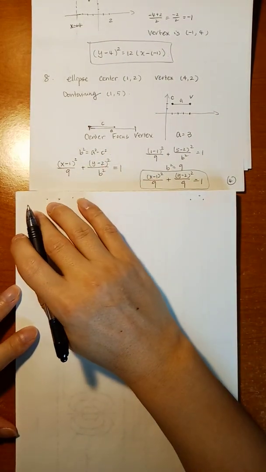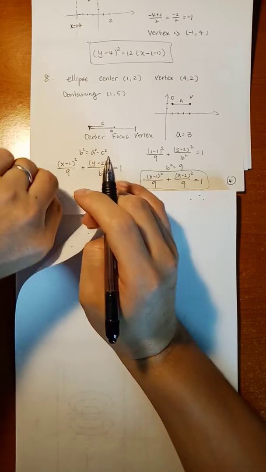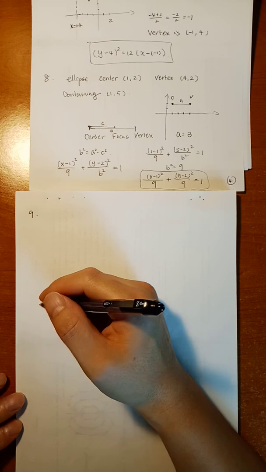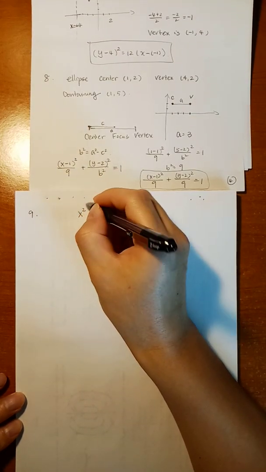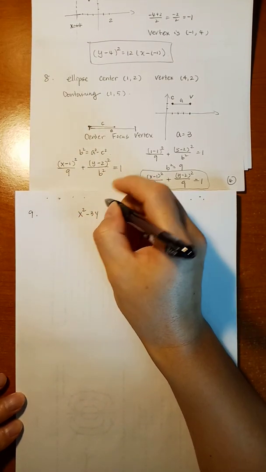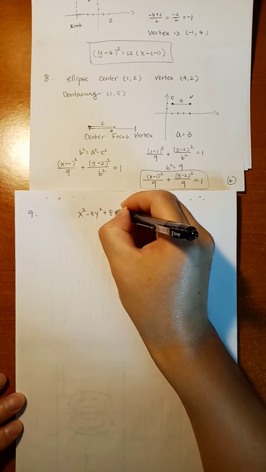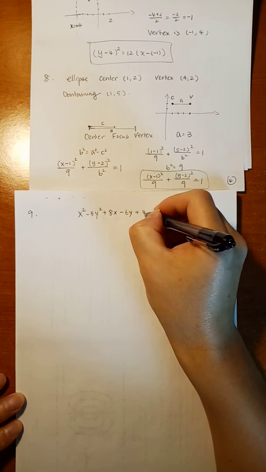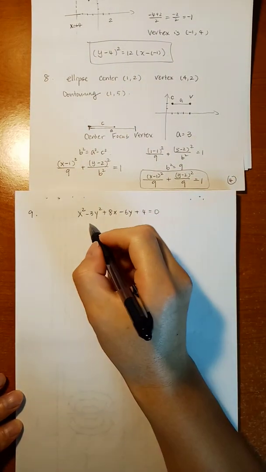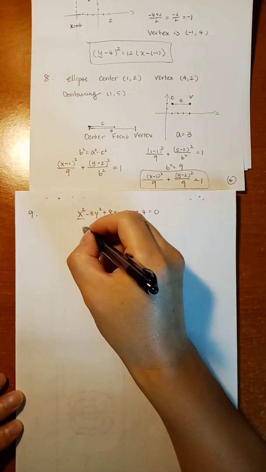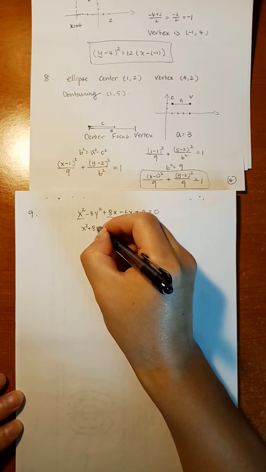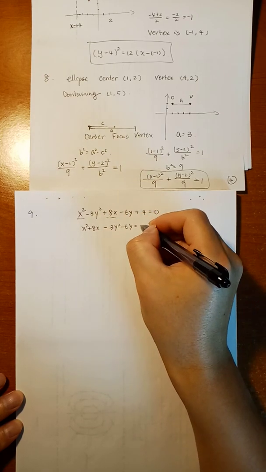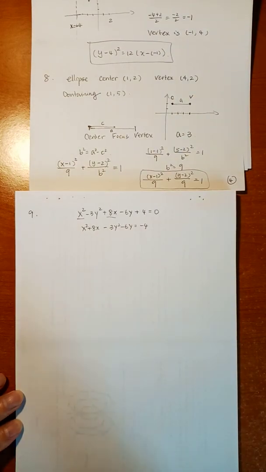We look for the center, vertices, and asymptotes of the hyperbola. So hyperbola. Okay, so we put x terms together, y terms together. We move 4 to the right side. And then we complete the square.